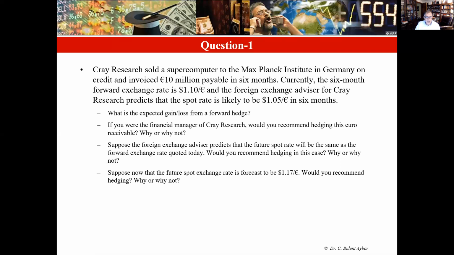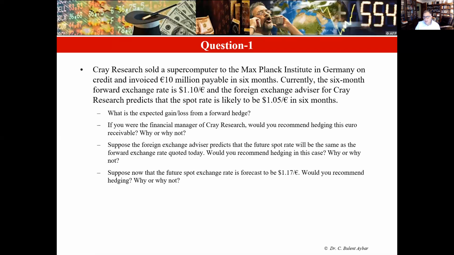The third question is, suppose the foreign exchange advisor predicts that the future spot rate will be the same as the forward exchange rate quoted today. Would you, in that case, recommend hedging? And we should answer why or why not. Finally, there is a scenario where we assume that the spot exchange rate is forecast to be 1.17. And what would we do under these circumstances, should we hedge the position or not?